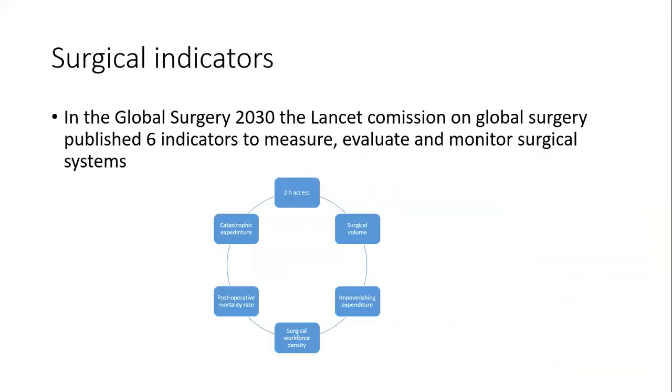Then here are the different surgical indicators. In the Global Surgery 2030 Lancet Commission report, they also published 6 indicators to measure, evaluate, and monitor surgical systems. When they published the definitions of the different indicators, the world could start working on research projects. They could measure and compare surgical systems in different countries.